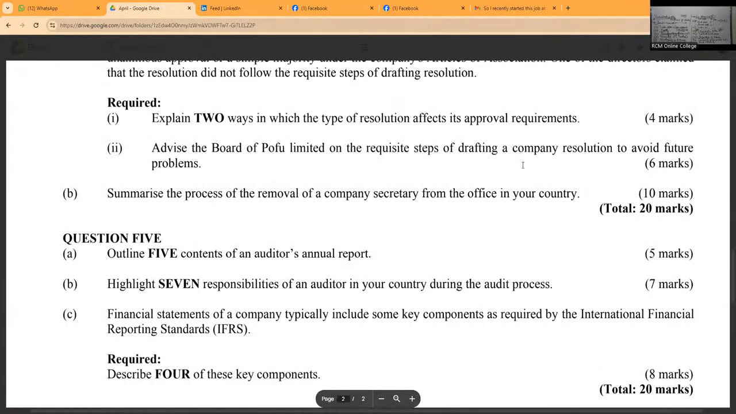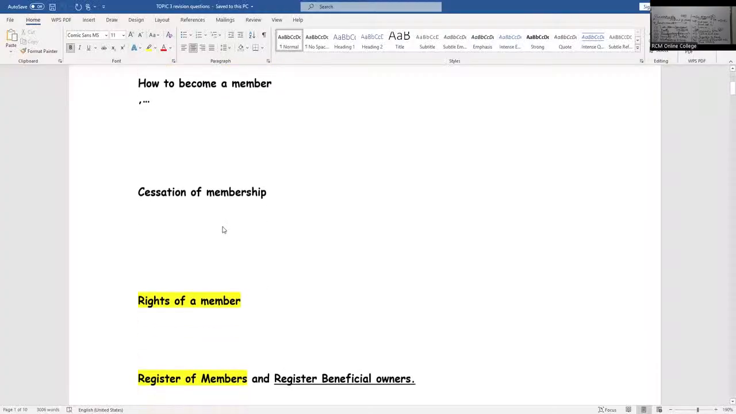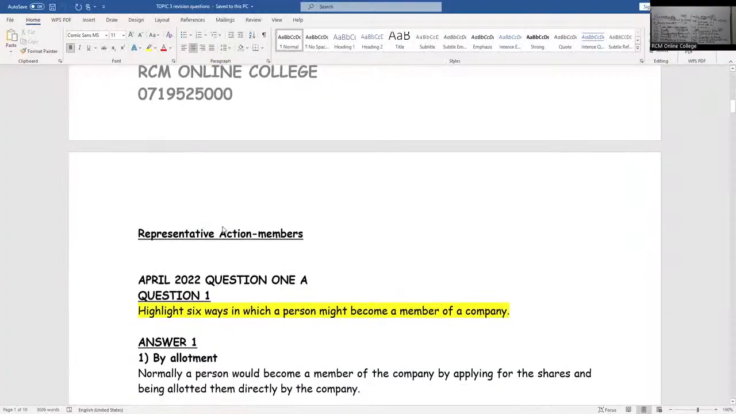But now let me show you another one where they tested on how to become a member. That was in April. Let me show you the one they tested on membership. There are a few questions here regarding membership. Membership, that is topic 3. So we look at this question here.